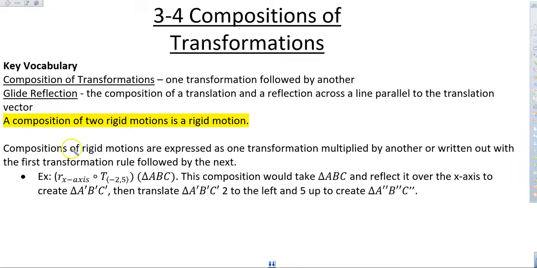So for example, if we're looking at it in transformation notation, if I look at this set here, this is going to say, I'm going to do my transformations to triangle ABC. So I'm going to reflect triangle ABC over the x-axis. And this open circle right here means composition. So then it's going to be followed by a translation of triangle ABC over the vector of -2, 5.